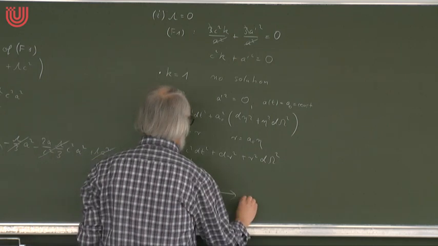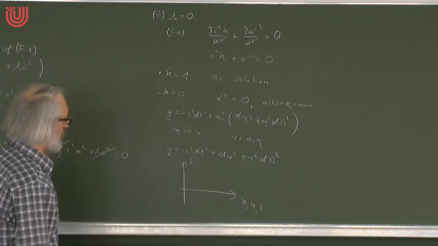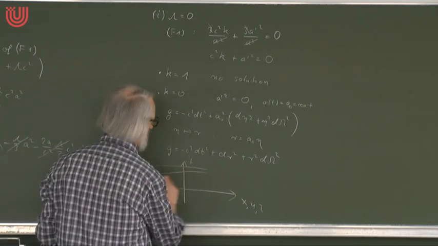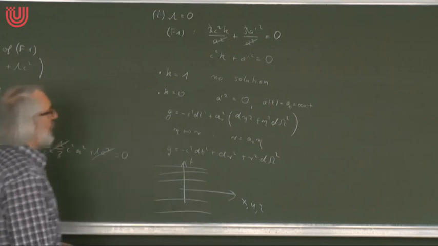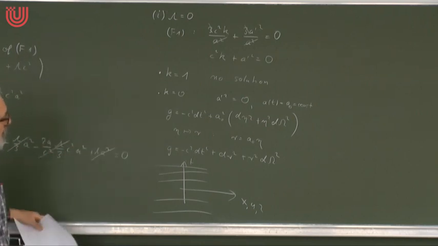So here we have x, y, z. This is the r coordinate, which is made out of these x, y, z, and the slices are just this here. And of course, this is a vacuum solution with lambda equals 0 and k equals 0. And what we have found out, what is maybe not quite trivial, is that it is the only one. Because we don't get any other solution if we have lambda equals 0 and k equals 0.